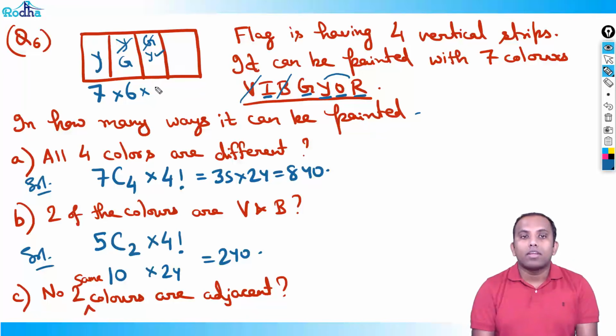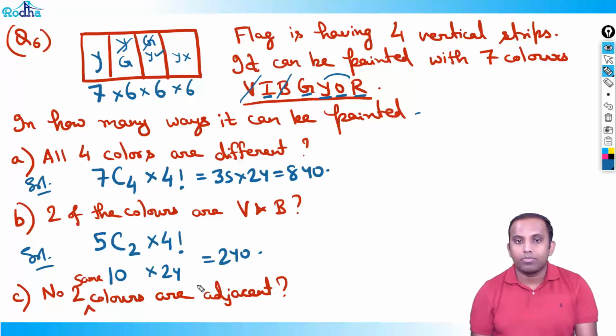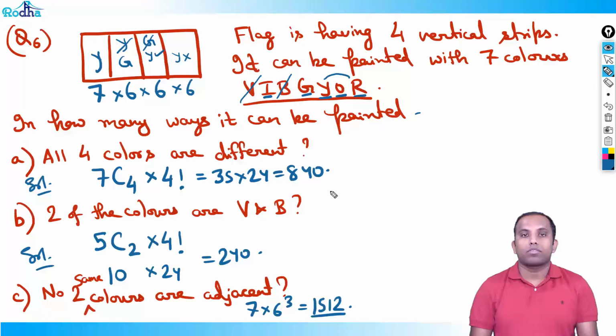So again, in the third stripe we had all the 7 options, but out of that I can't use green because green is the adjacent color. So again 6. And in the fourth place, suppose I have yellow here, so that yellow I can't use here, rest all I can use. So again 6 options. So it's 7 into 6 cube. That is 216 into 7, that is 1512. So the answer for this question is 1512. This is question number 6. So a good concept to have. This kind of question will help you in solving the tougher questions.